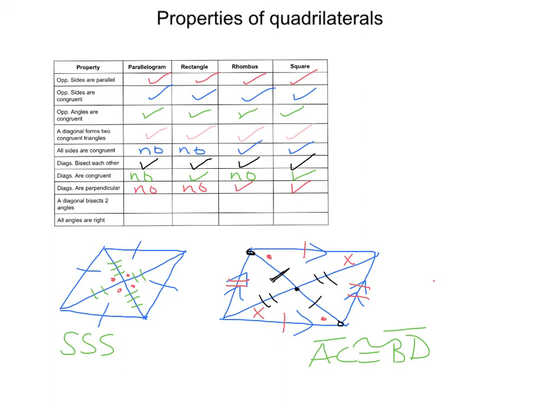Again, if we look at this rhombus, we have these four triangles are congruent. So these have to be equal, and these have to be equal by corresponding parts. So, yes, they do bisect the angles. It's true in a rhombus, so it's true in a square. Not true here or here. The last property on here is all angles are right. This is absolutely true for a rectangle and a square, but not necessarily true for those things. Okay?